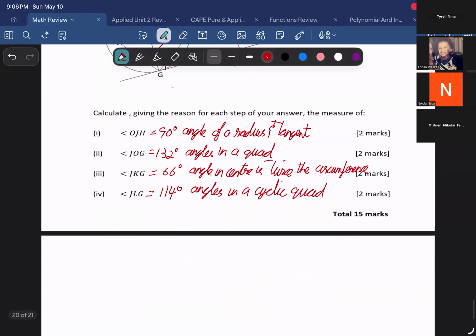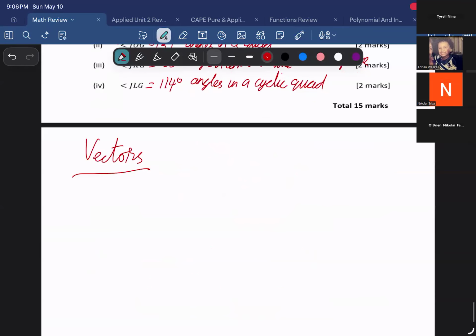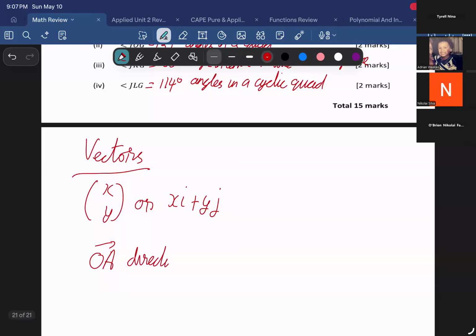Right. Last thing I did. Right. Vectors. So a vector could be written as (x, y) or xi plus yj. Right. OE is the direction of O to E, where O is the origin.